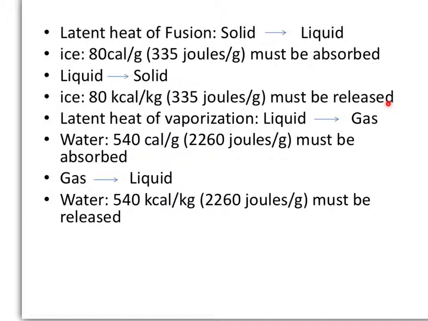Now, a similar thing happens when you go from the liquid state to the gaseous state. In this case, it's called the latent heat of vaporization. This is defined as the heat needed to make the transition from the liquid state to the gaseous state when the liquid is already at its boiling point. For water, the value is 540 calories per gram. Quite a big number, by the way. And that much heat must be absorbed by the water to completely convert it into the gas.